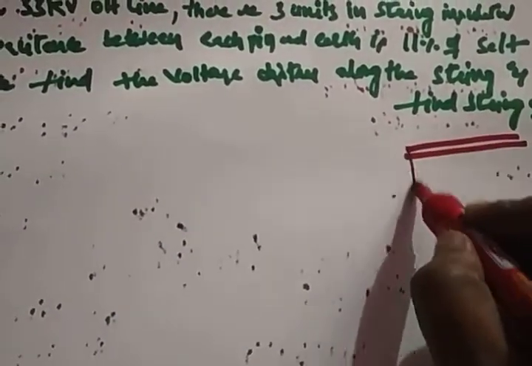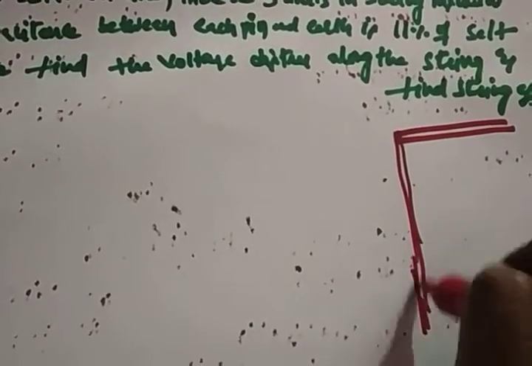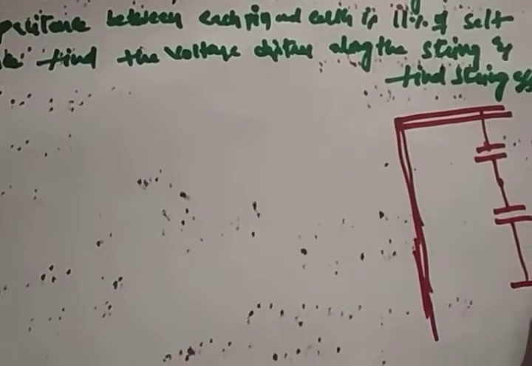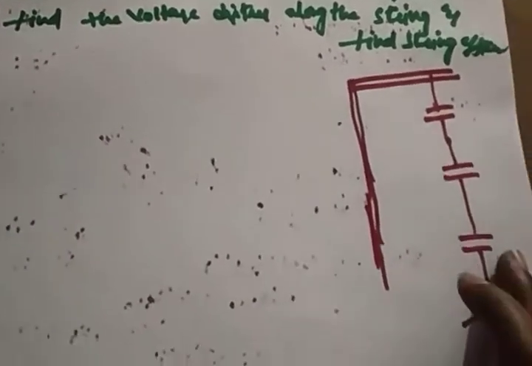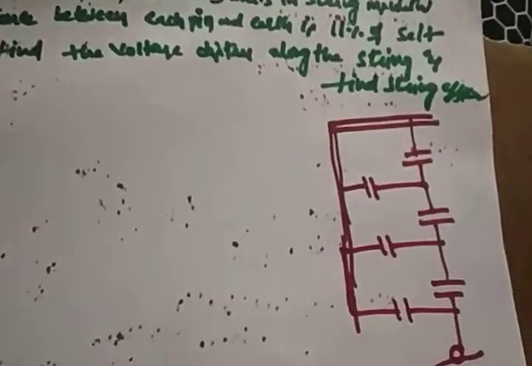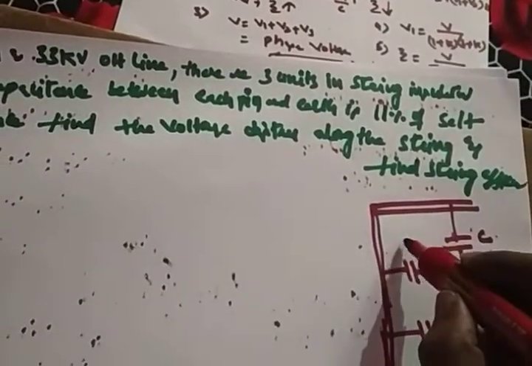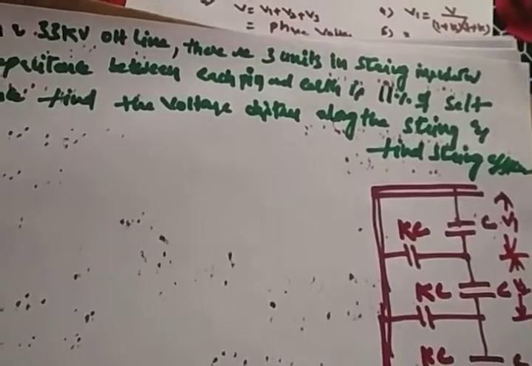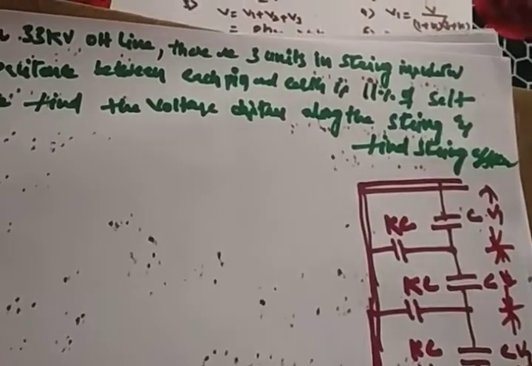This is a cross arm, this is a pole, and this is a self capacitance, another self capacitance, and where the conductor is going to be attached here. This is the shunt capacitance, this is the shunt capacitance, and this is the shunt capacitance. So this is a self capacitance and this is the shunt capacitance. So you have to find out V1, V2, V3, and find out the total string efficiency of the system.